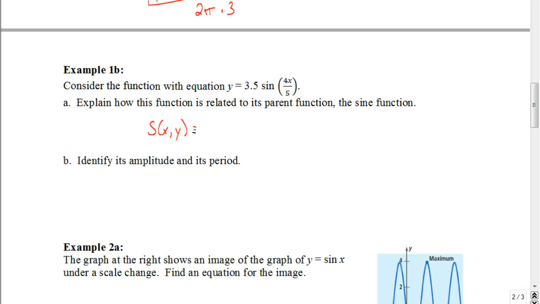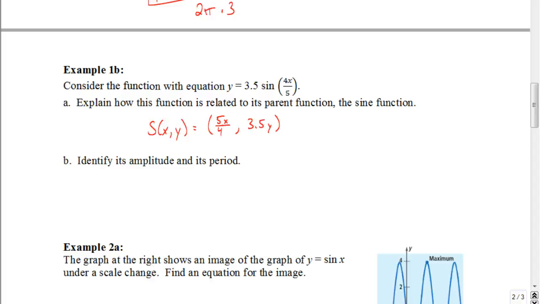The scale change here would be, for the x, we take the reciprocal of what's happening with the x. So here I have 4/5. The reciprocal of that would be 5/4. So you can say 5/4 x or 5x over 4. Either way, it doesn't matter. And then for the y, we just take the same as what we have here, the 3.5. So it's just going to be 3.5y. So that means it's being stretched horizontally by a factor of 5/4, or 1.25, and it's being stretched vertically by 3.5.